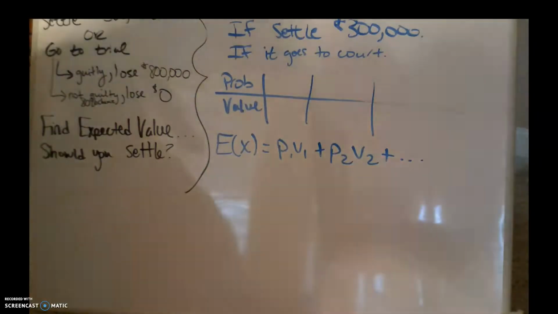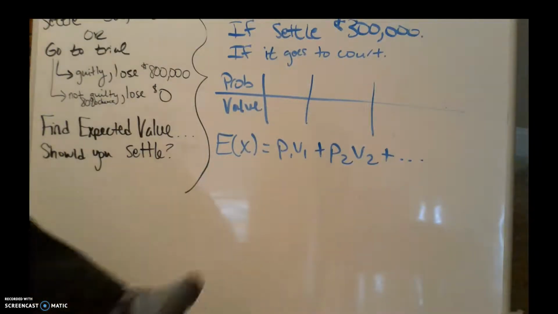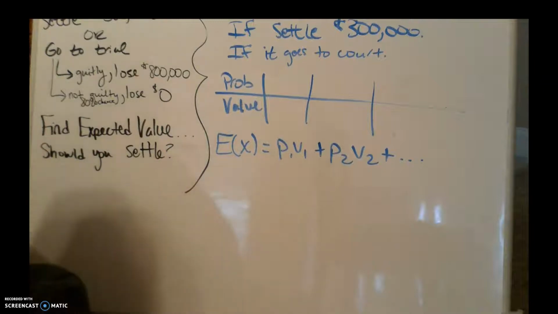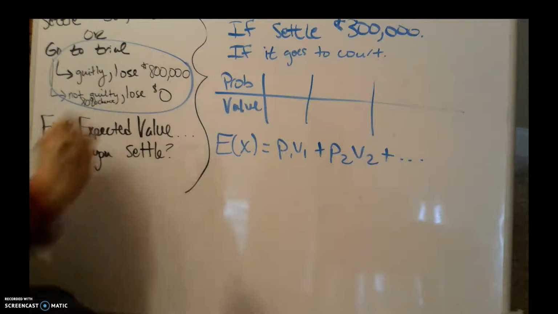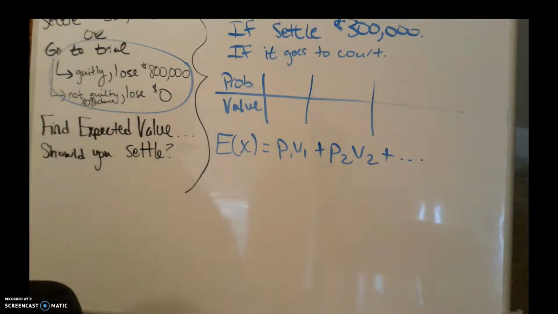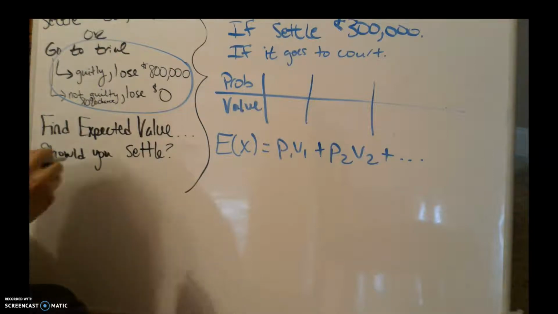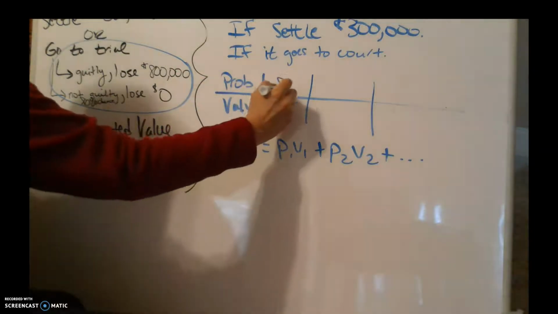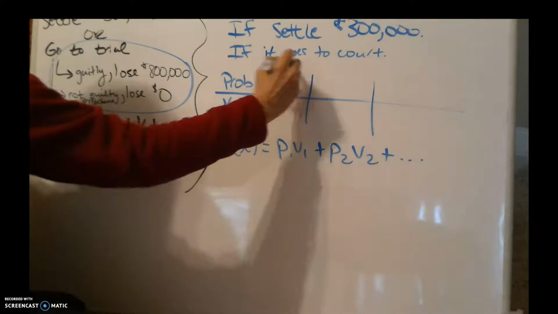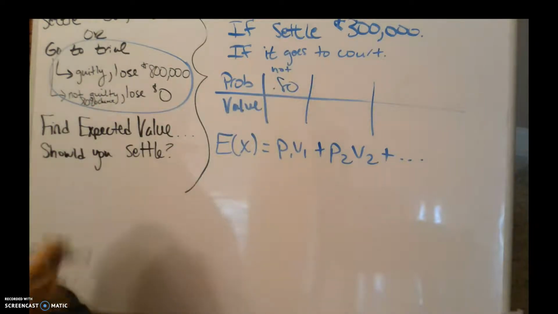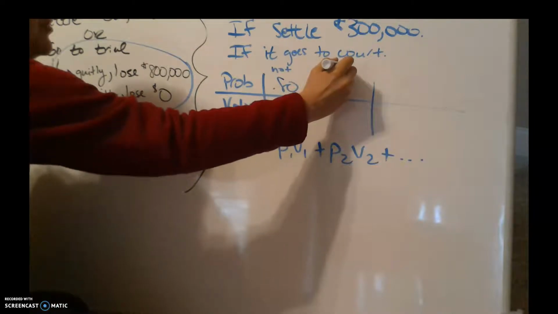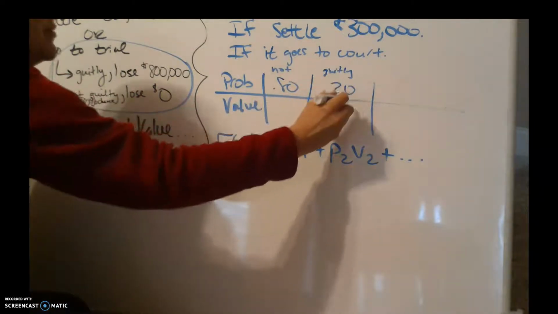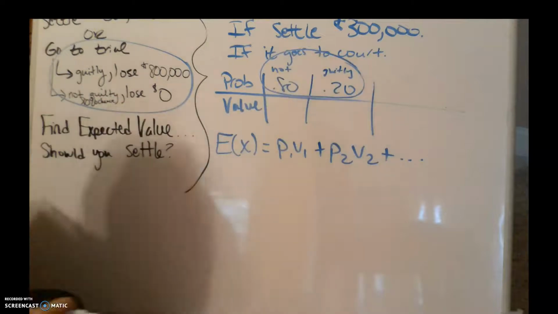Okay, so let's look at this a little bit. If you settle, you're at $300,000. So really, we have to look at the trial situation and compare that to that $300,000. So you're going to have probabilities. In this case, if there's not guilty, you're going to have 80% probability. So obviously, if you're guilty, then that's the rest of that 100%. So guilty would have to be 20% because these two together have to add up to 100%.